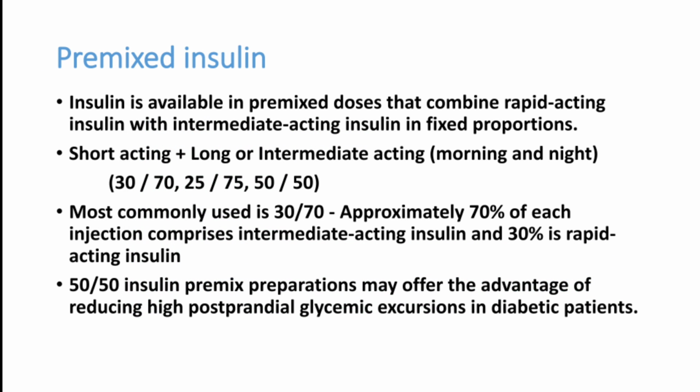Now premixed insulins are available in our country. So we have different types of premixed insulin, 30-70, 25-75, 50-50 insulins are available in our country. So that should be used for different types of patients. But somebody is having a high postprandial blood sugar value, we can try 50-50 insulin. That means 50 short acting, 50 long acting insulins.